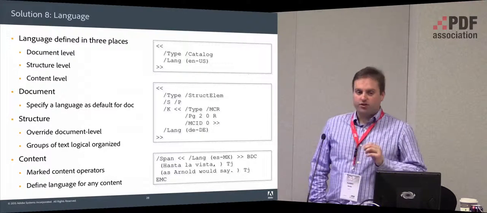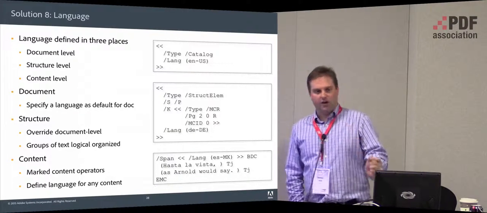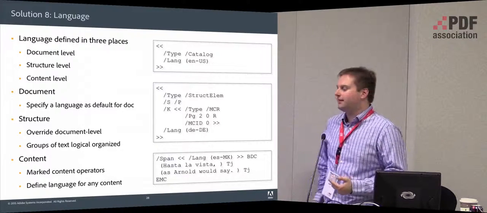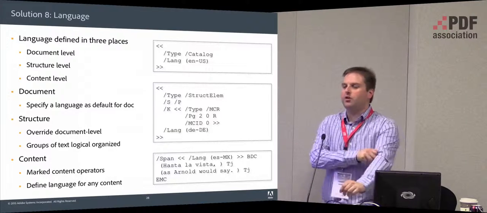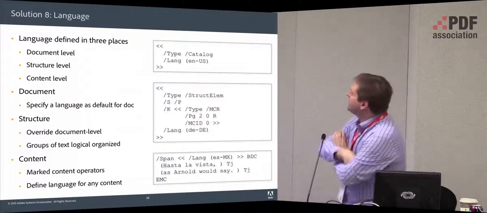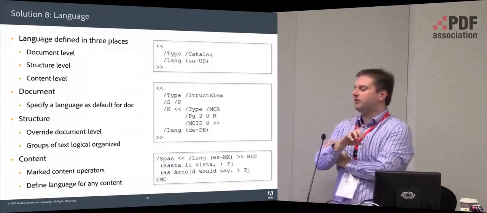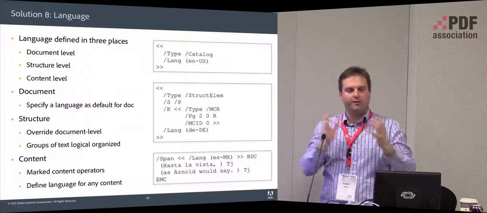The next level is structure. For a given structure element in the tree, you can say its content and all content below it is in a different language. For example, you might take an article that had a whole paragraph in French, and you could put a language on the P tag. Using the example here, you can say this entire paragraph is in German, even though the general language of the document was English.